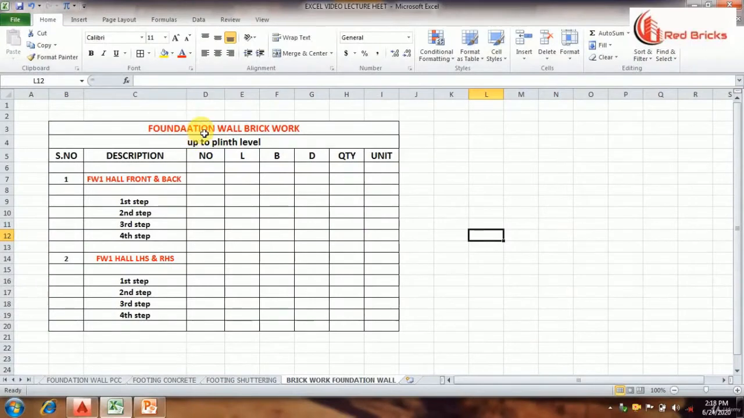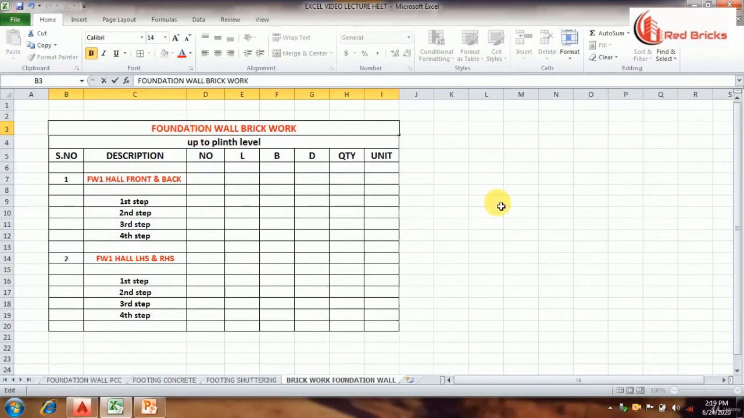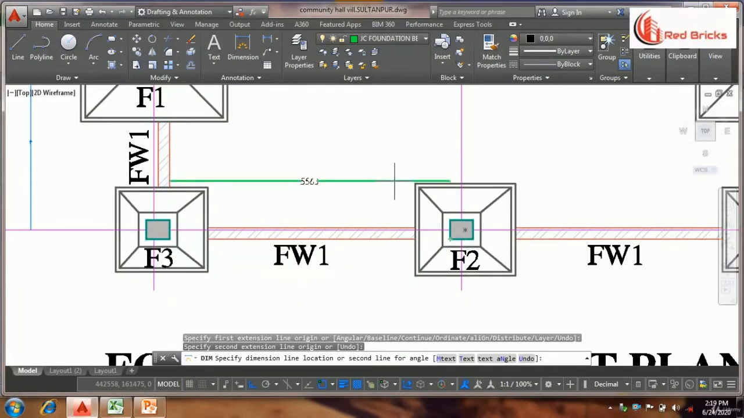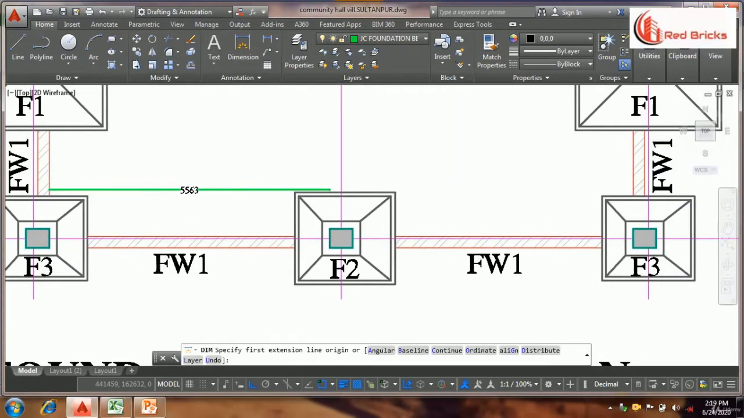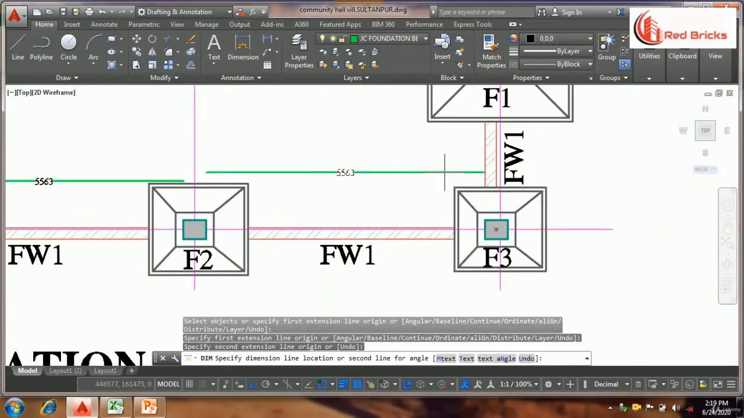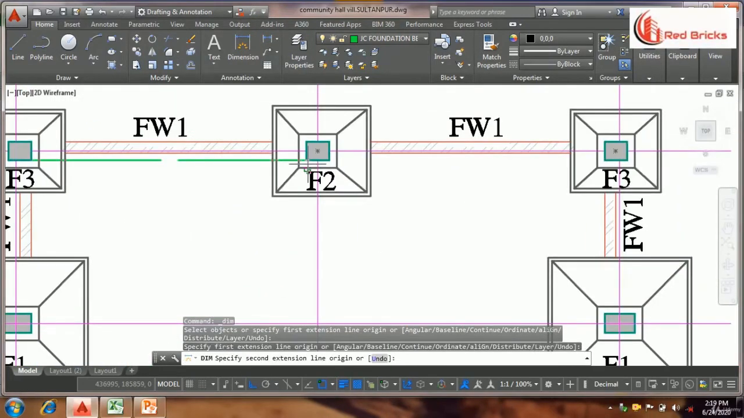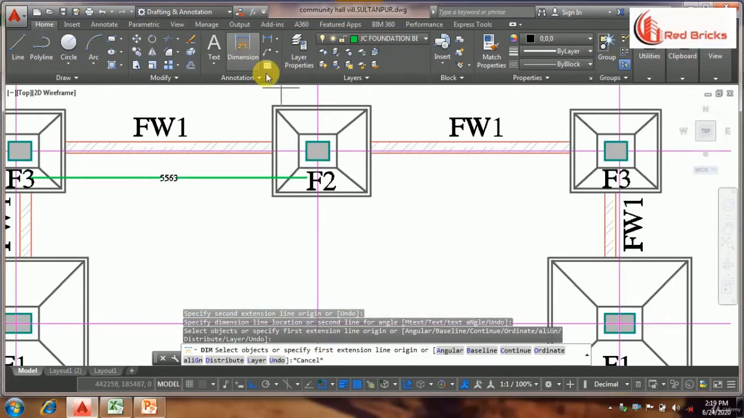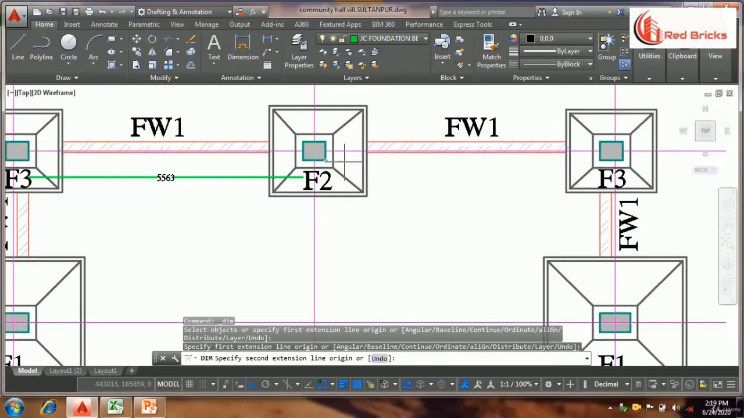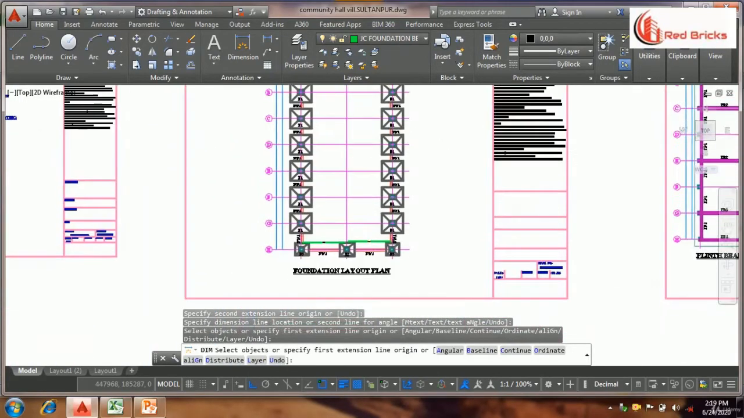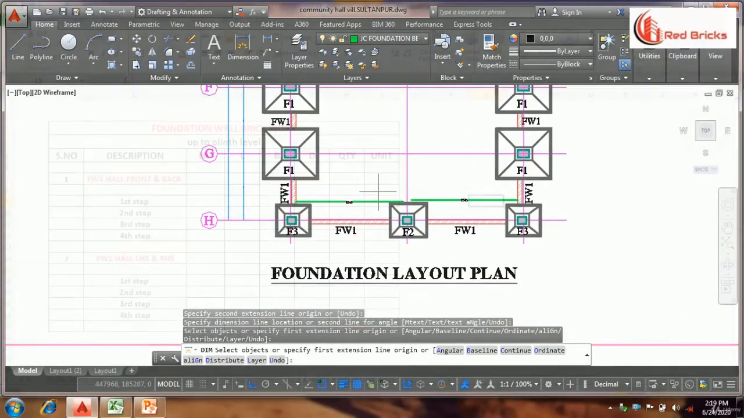Here we have an Excel format of foundation wall brickwork, which is up to plinth level. In the last lecture, we had calculated the length from column to column because of different level of NGL. Here we have 5563 as the length between F3 and F2, and between F2 and F3, it is the same. Now, let us check its back part. And even here, the length is same for both the parts. So here, we have got four parts of same length, which is 5563 mm.